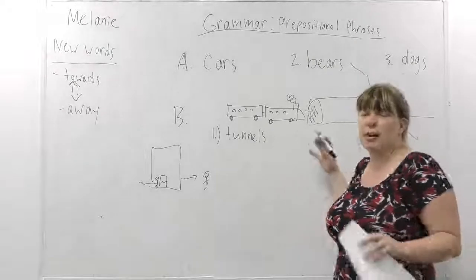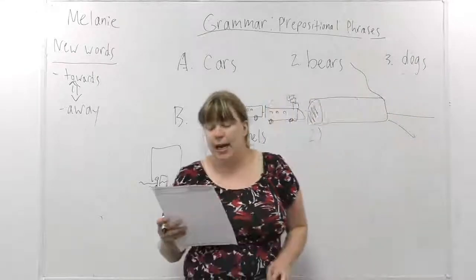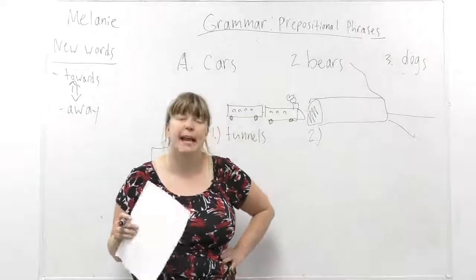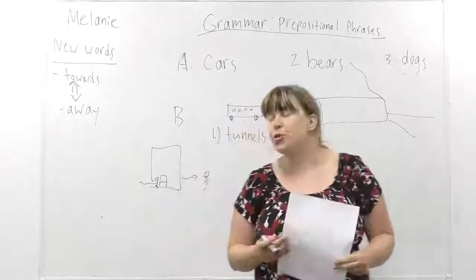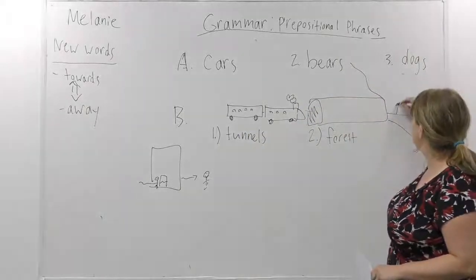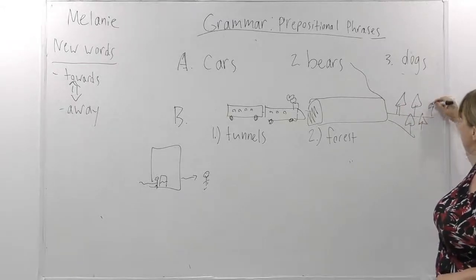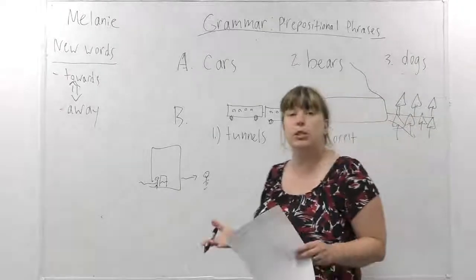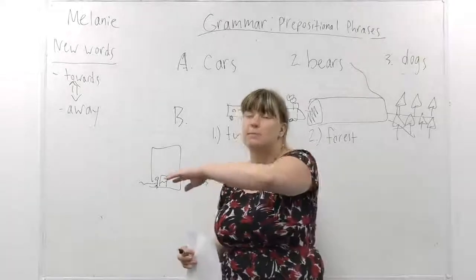What else can a train go through? So it's going to go through tunnels. Anything else? Forests, very good. A train could definitely go through the forest. Yeah, maybe after it goes through the tunnel, it's going to go through the forest. For sure. What's something else a train could go through?